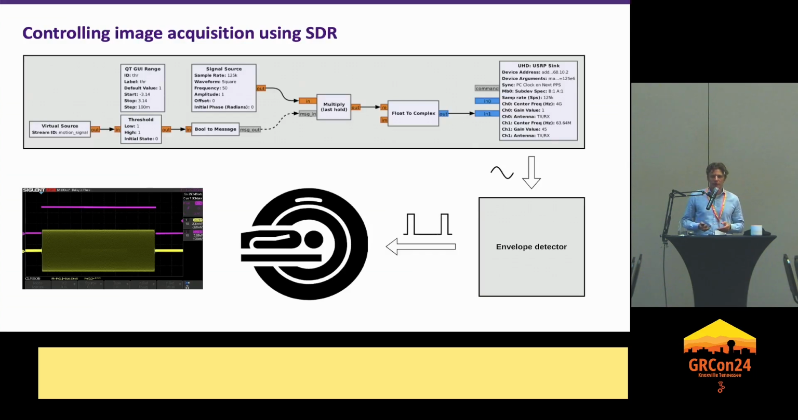I'm gonna skip over this in the interest of time. In a nutshell, we put together 2 custom blocks that allow us to feed a motion signal to one of our SDR transmit channels. Then we demodulate this signal. So it's basically AM demodulation in hardware to feed a TTL pulse to the scanner.